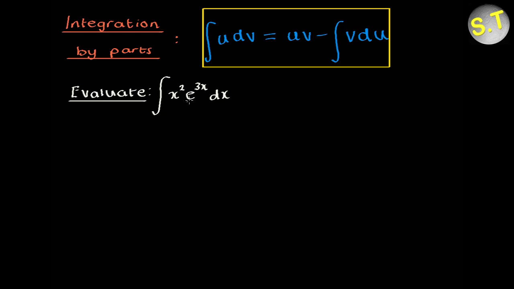So if we used e to the 3x in this example, the derivative of e to the 3x is 3 times e to the 3x, so that never becomes simpler. However, if we choose x squared, the derivative of x squared with respect to x is 2x. So we reduce this polynomial by a factor of 1, and we have x to the 1, which is simpler to deal with. So let's do that.